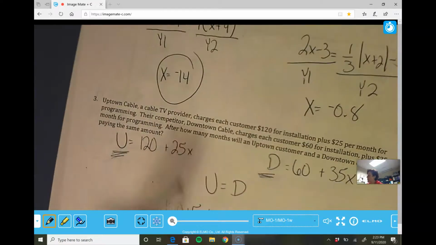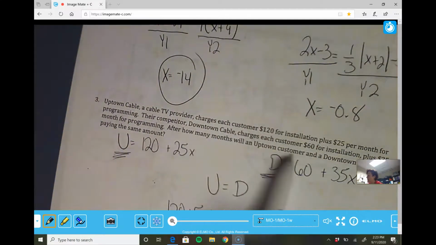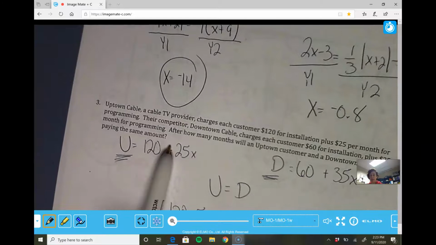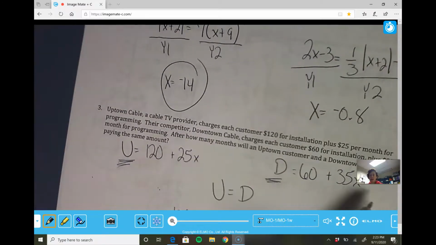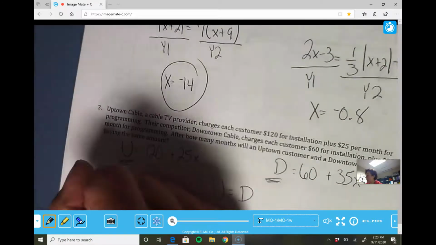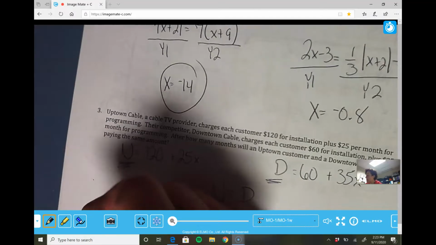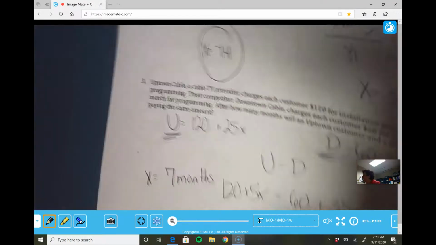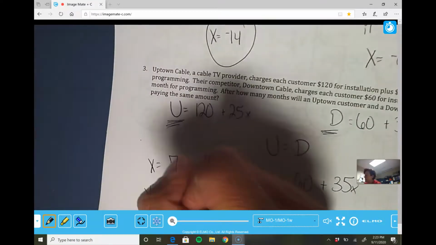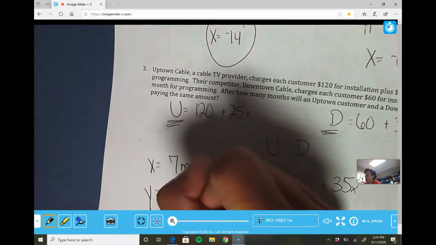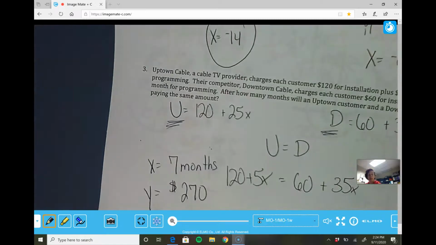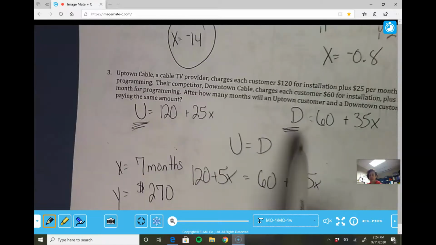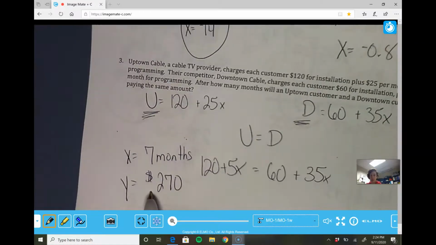So again, what are these different amounts? After how many months will an Uptown customer and a Downtown customer be paying the same amount? Well, again, I'm solving for x. X is the month. So as it turns out, in 7 months, right? Oops, you can't see that again. But then the y actually is a good number to have too. That 270 is how much the bill is. So after 7 months, my bill's 270. And after 7 months here, my bill is 270.